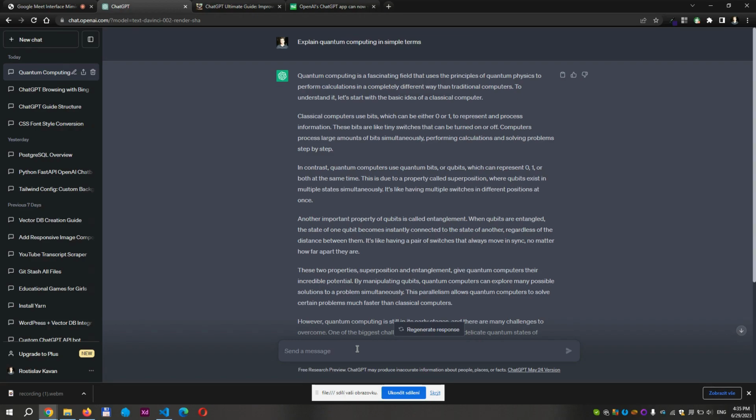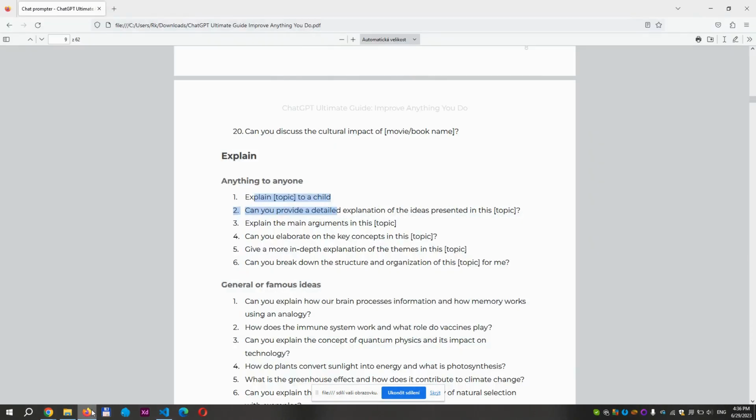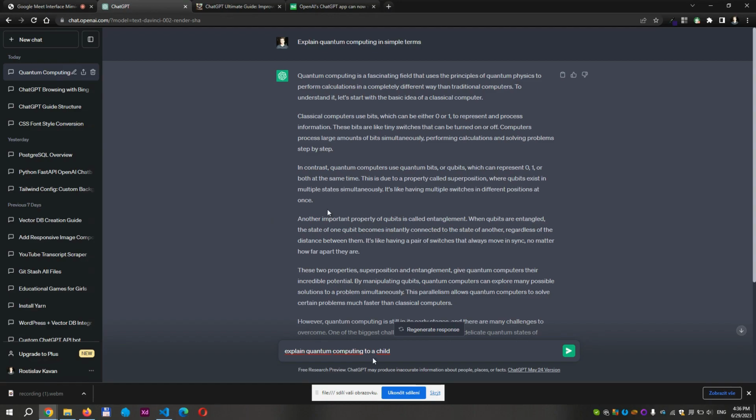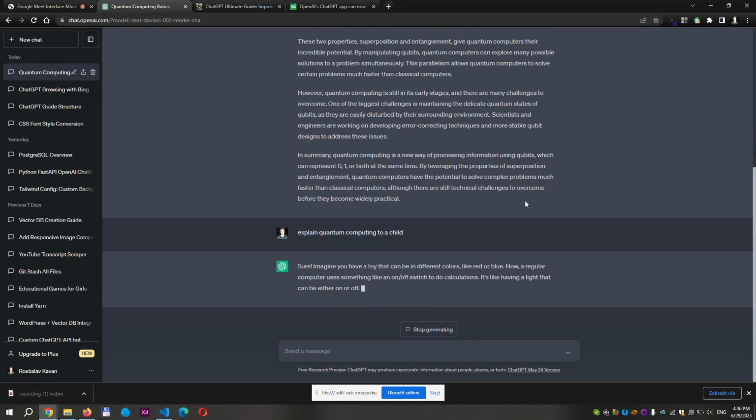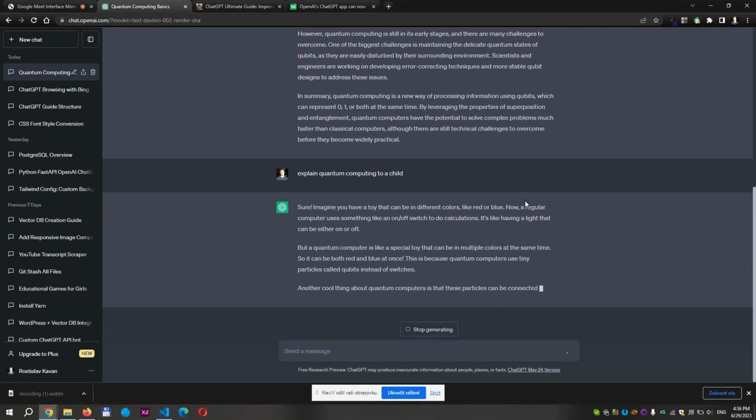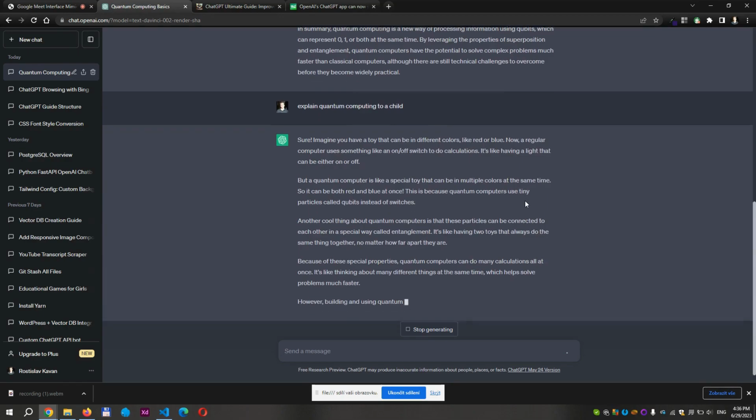okay, so let's try to explain quantum computing to a child, as per our prompt, right? So we have explained quantum computing to a child. So let's go with that. Sure. Imagine you have a toy that can be in different colors, like red or blue.